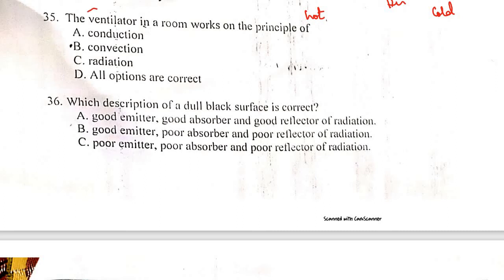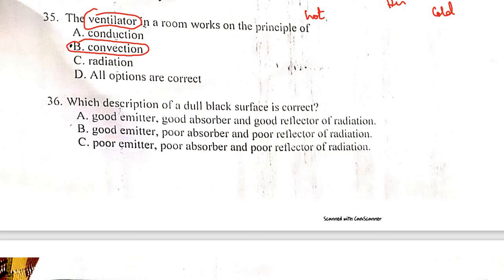Then the ventilators in a room work on the principle of convection because ventilators are used to move out the hot air from the room, and these ventilators are always made at the top of the wall.